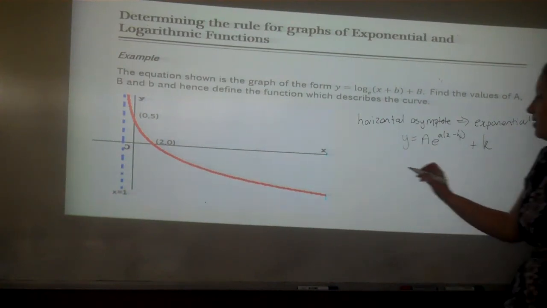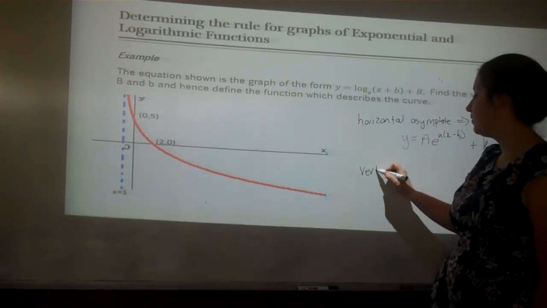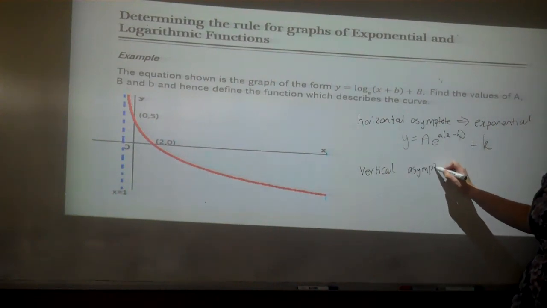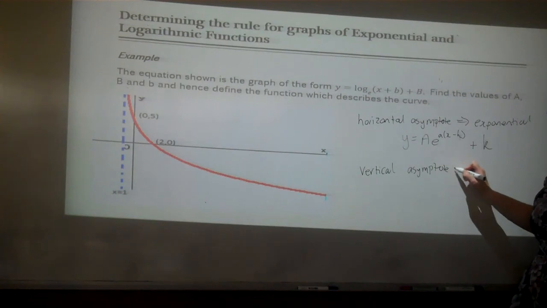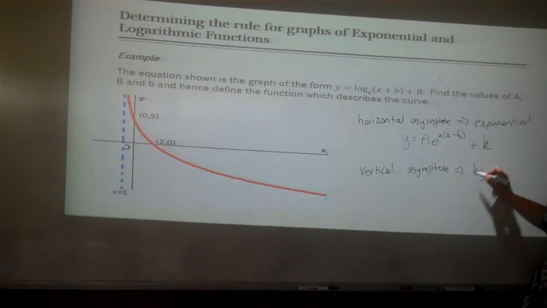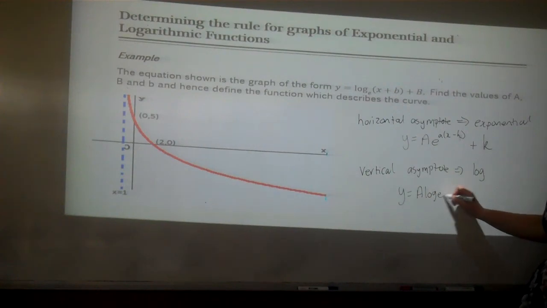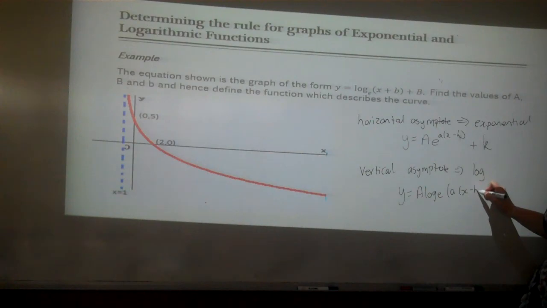If we noticed that there was a vertical asymptote on the other hand, then we would know that it was a log equation, and so therefore we would use our log equation. So the first thing we need to do in any case is to determine what type of equation it is.